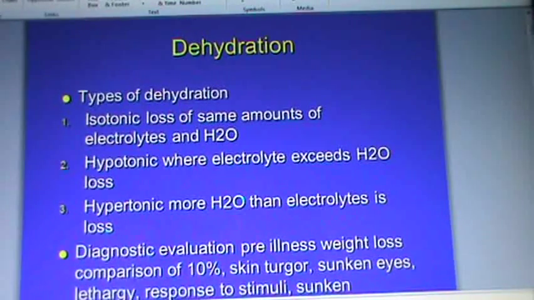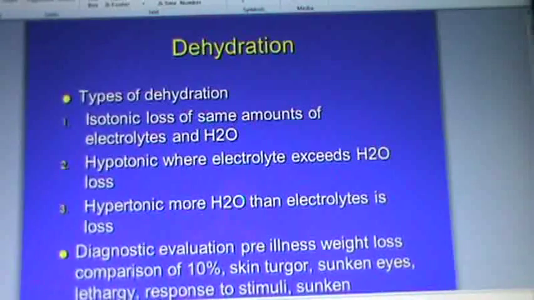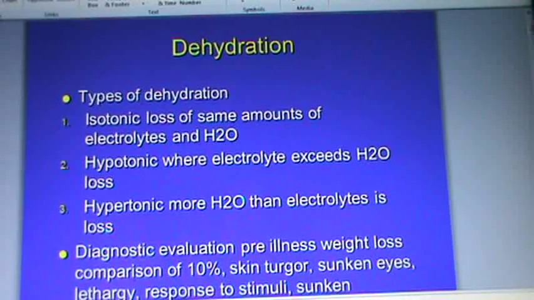Diagnostic evaluation: pre-illness weight loss, and you compare to 10%. If an infant loses 10% of their weight through regurgitation and diarrhea, this is a child that's dehydrated. Their skin turgor, you look at that. You see in infants sunken eyes, lethargy, and decreased response to stimuli. They just lay there.